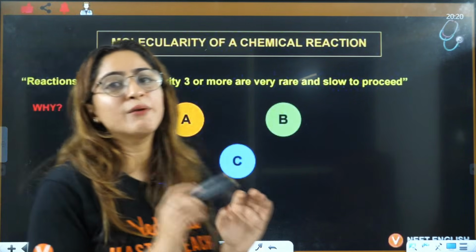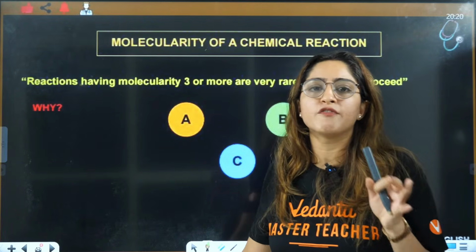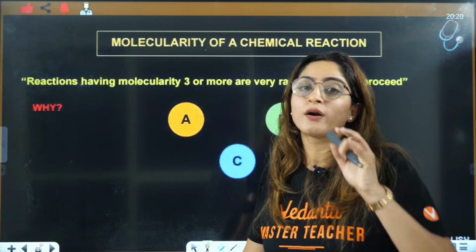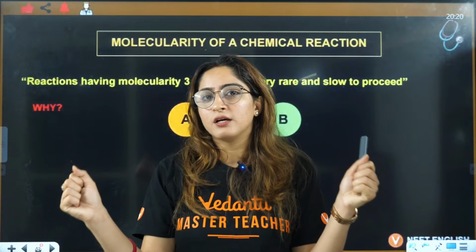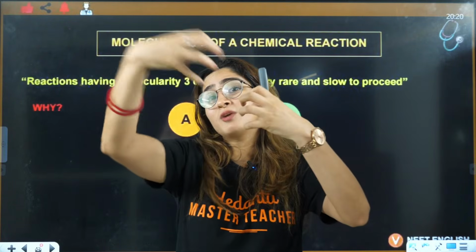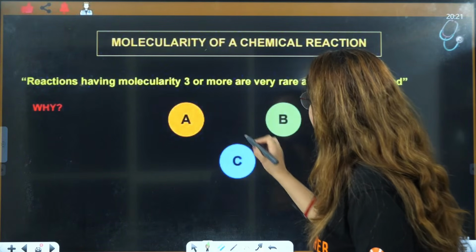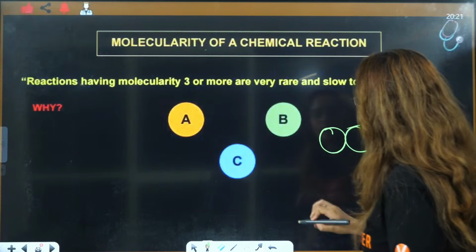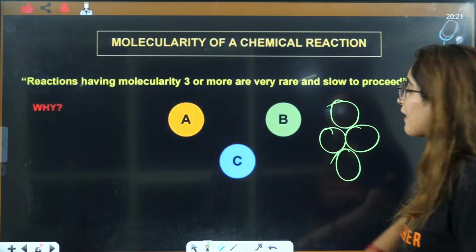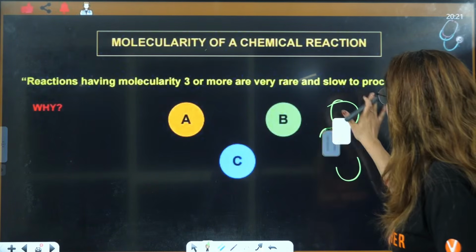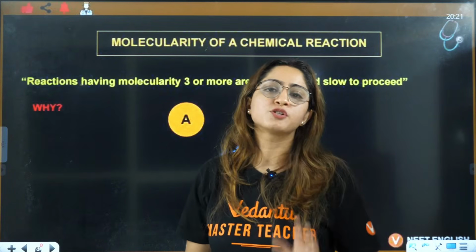Now, a very important thing is that molecularity will very rarely be 3 or beyond that. Why? See, 2 molecules can easily collide. With 3 molecules, the third molecule will find it very difficult to collide. If 2 molecules are already colliding, the third molecule will find it very difficult, and the fourth even more difficult, right? So molecularity 3 is very rare. Beyond that, it's not possible, right?